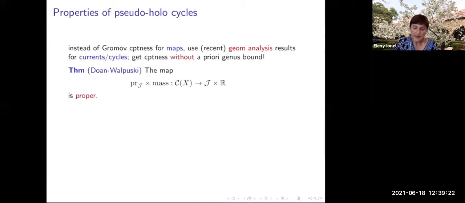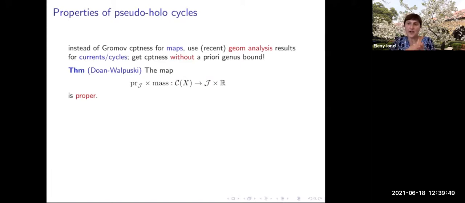And so the first result, an earlier result due to Doan and Walpuski a few years back, parallels Gromov compactness. It says this map, the projection, is proper: if you go from the space of J-holomorphic cycles, project onto the parameter space, and then look at the mass. Let me translate this; maybe this is a quick way to say it.